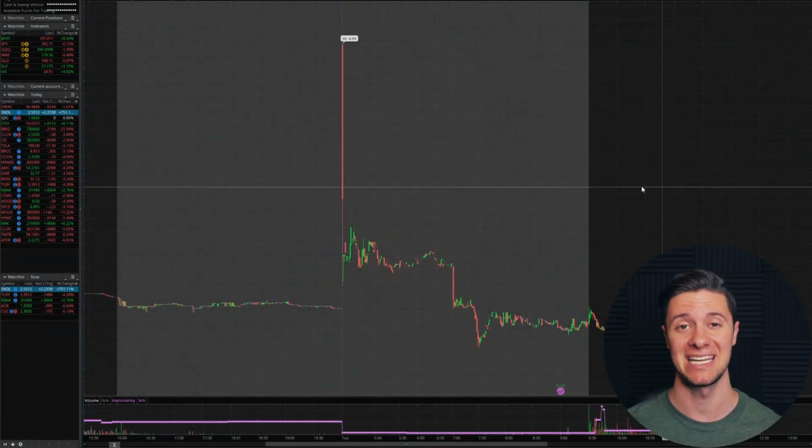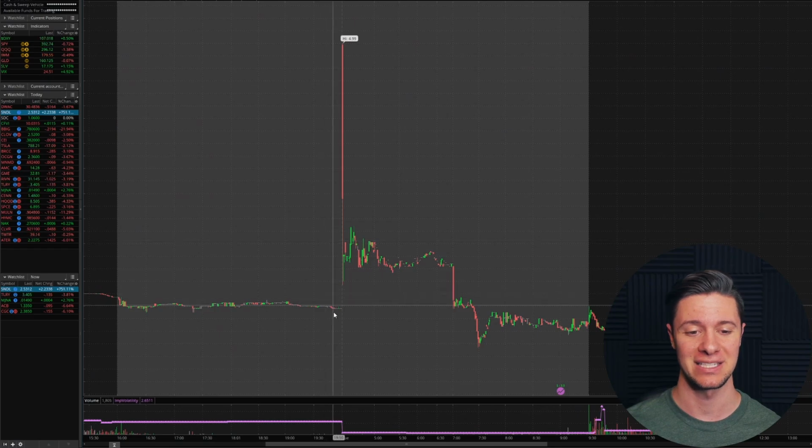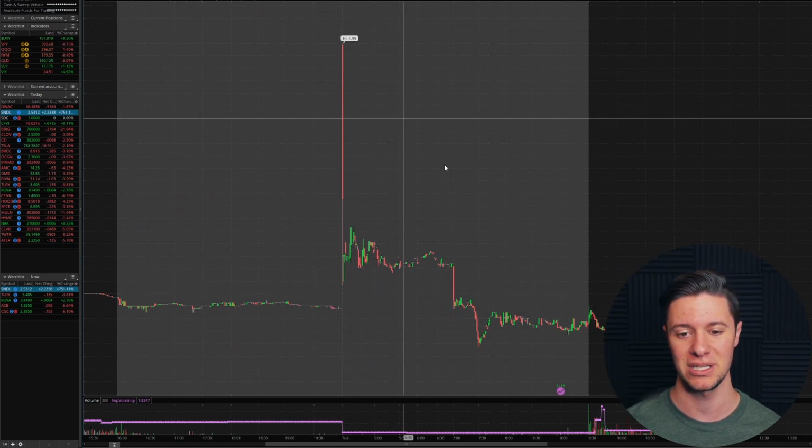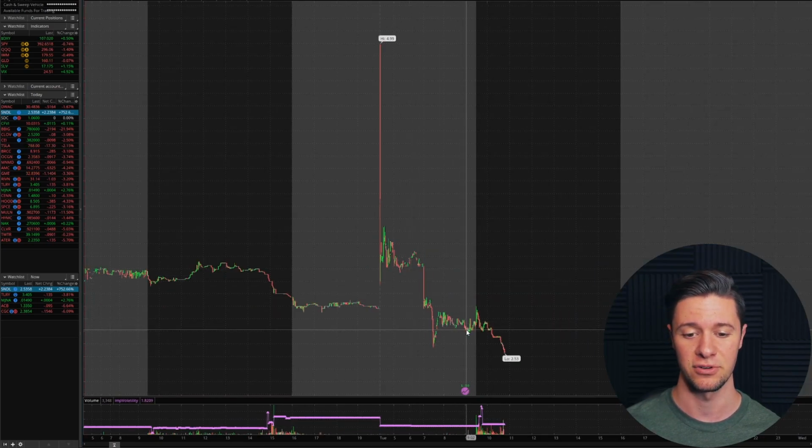So let's start off by taking a look at the chart and taking note of the fact that Sundial, when they did go through this reverse split, experienced quite a bit of volatility, both to the upside and now, unfortunately, to the downside. They have been moving down since this reverse split went through. Now, this is a 1 for 10 reverse split.